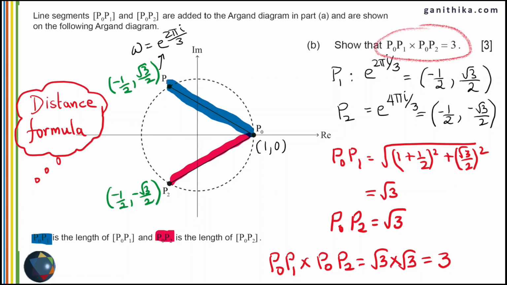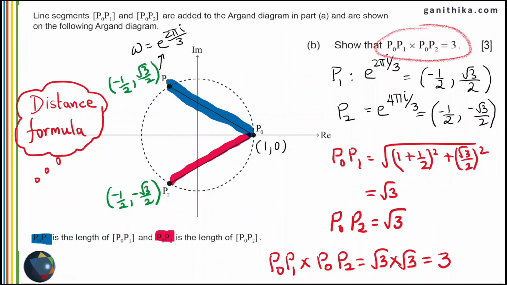This might take 2 to 3 minutes because you need to think about the coordinates of P1, P2 and P0, and also you have to think about the distance formula. The moment you see the word length between the 2 points, you should think of the distance formula. The moment you think about the distance formula, you need the coordinates. So you can think backwards and you can see that the first thing that you need is the coordinates of P0, P1 and P2, which can be obtained using the cos theta, sin theta form of the roots.